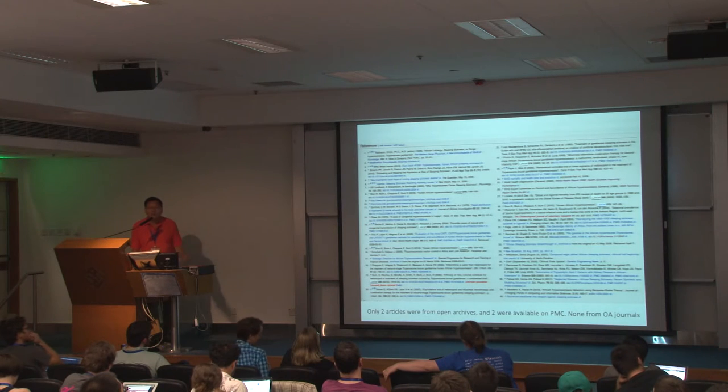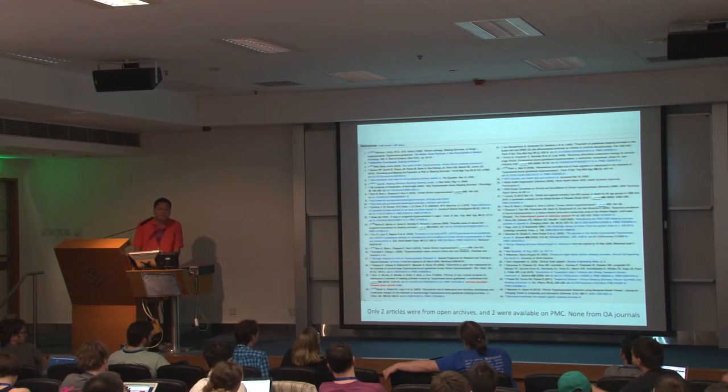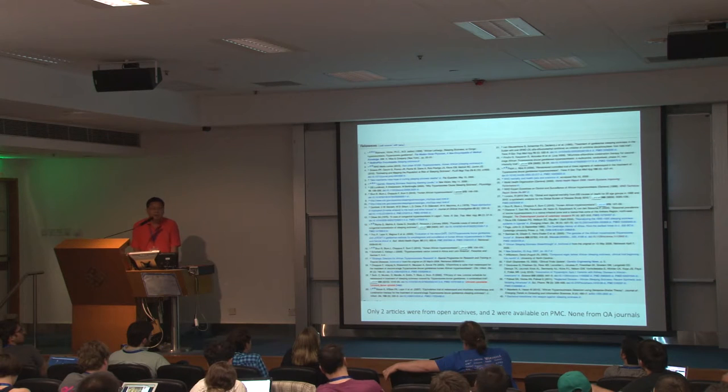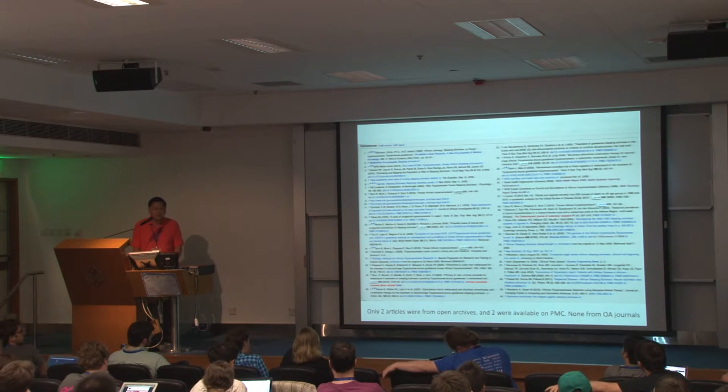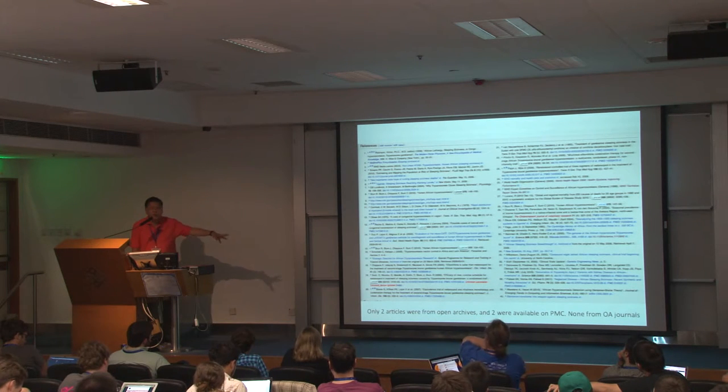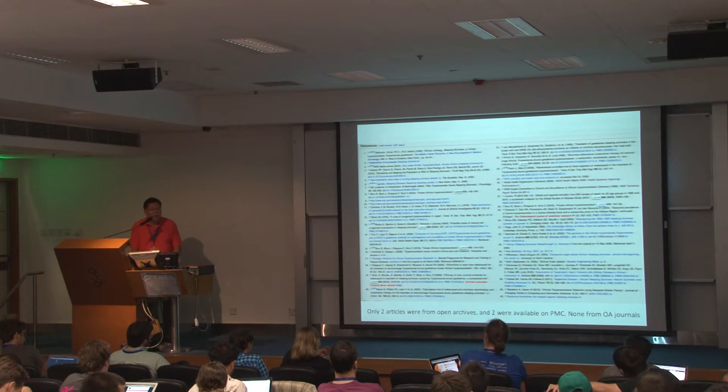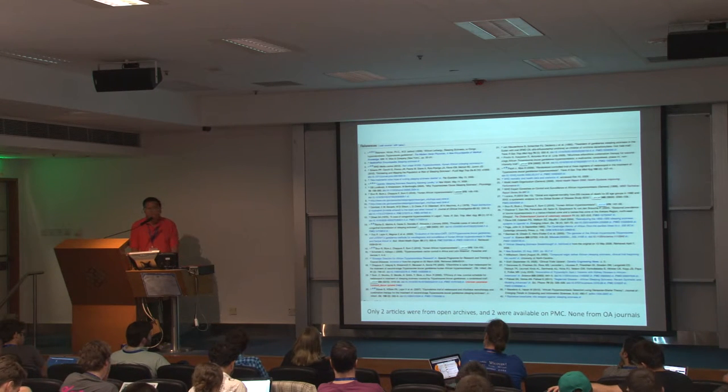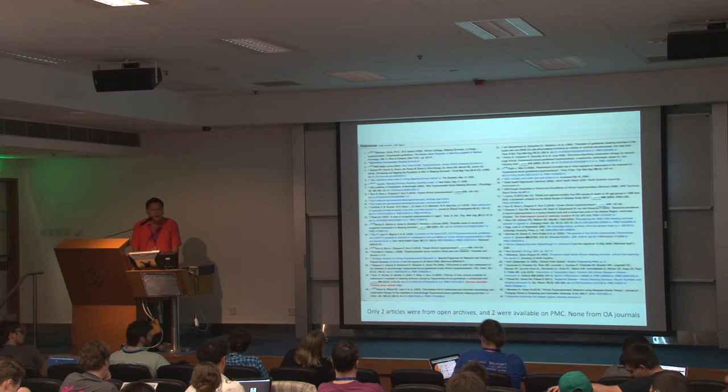Now, the irony of this, as Nick pointed out, is that there are over 1,000 open access journals, and over 2,500 institutional repositories around the world. When you look at this list of them, there are only two articles that have been archived. One of them has been put on the Internet Archive. One of them has been put on arXiv, which is the physics e-print archive. None of them have been reachable from the institutional repository or the open access journal.